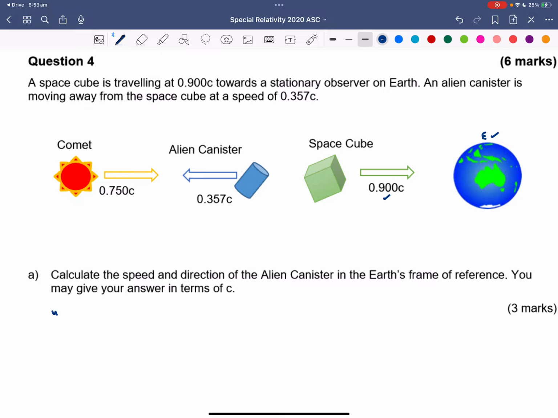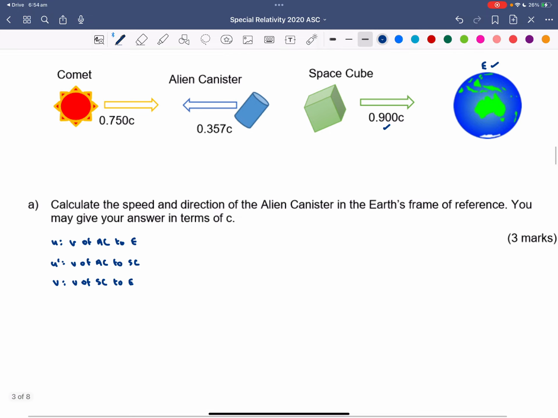In this case, I always write down what each symbol stands for. U is the velocity of the alien canister with respect to Earth, because it's not got a dash. Then U dash, same letter, is the velocity of the same object, but with respect to the moving object. In this case, the moving object is the space cube. And V is the velocity of some other object, the spacecraft, but again according to Earth, because there's no dash next to it. And obviously, we want U.